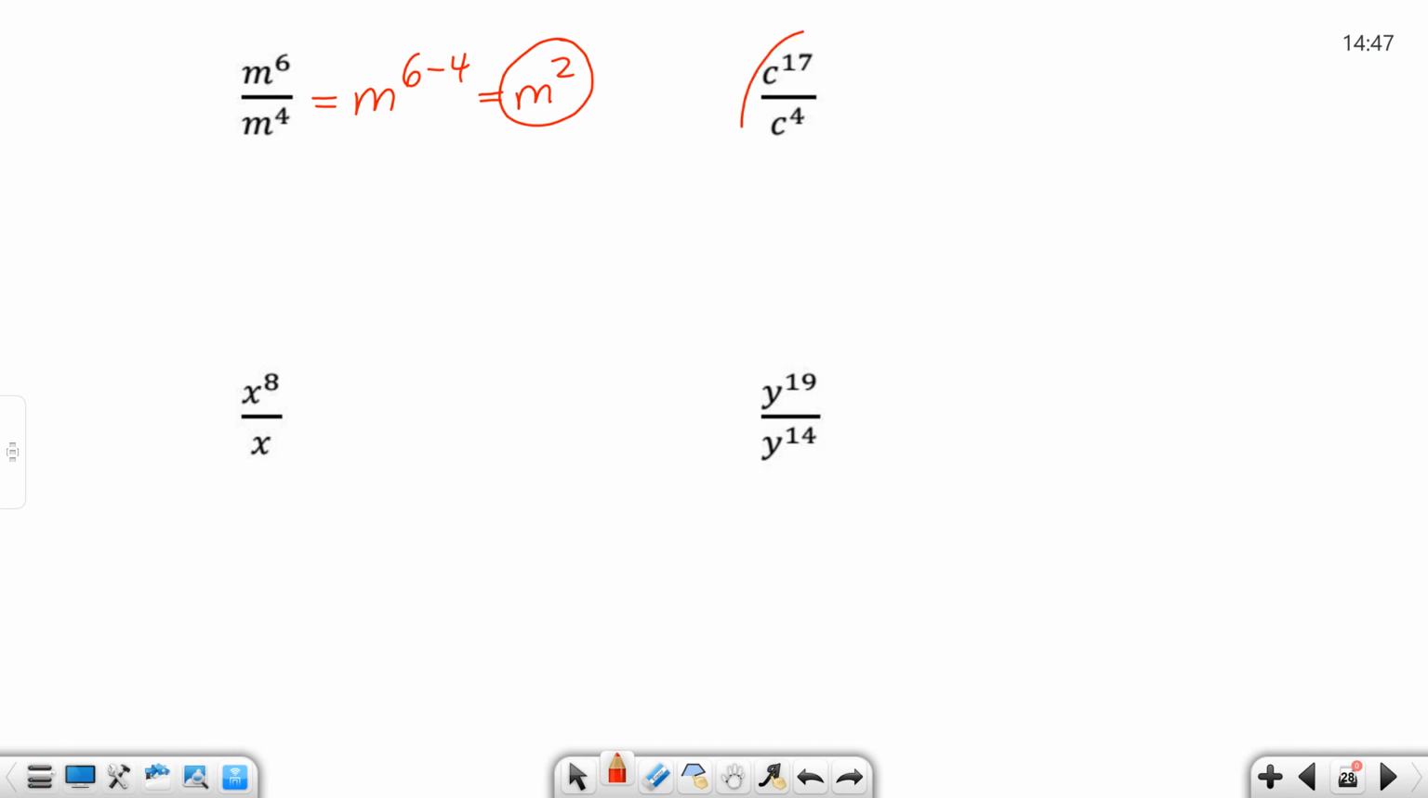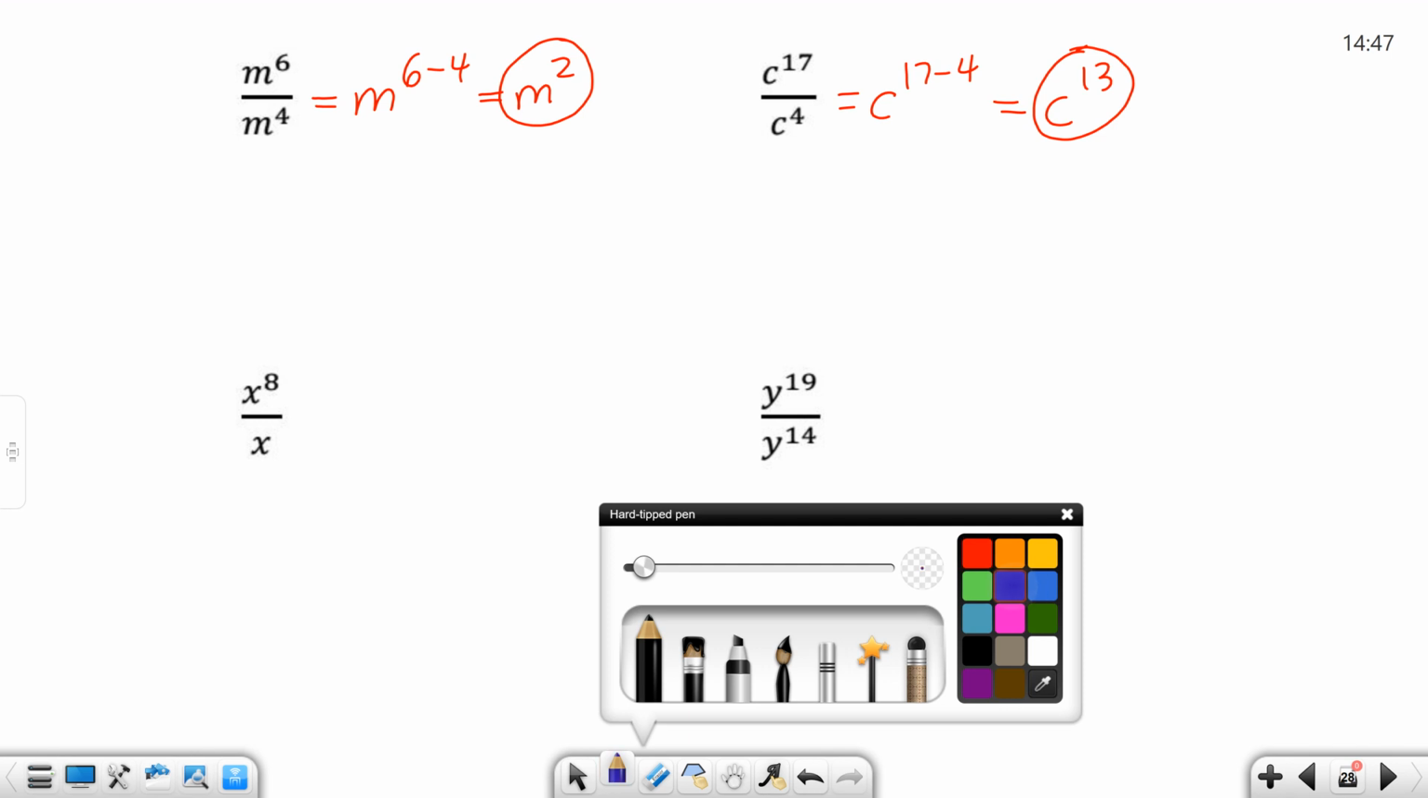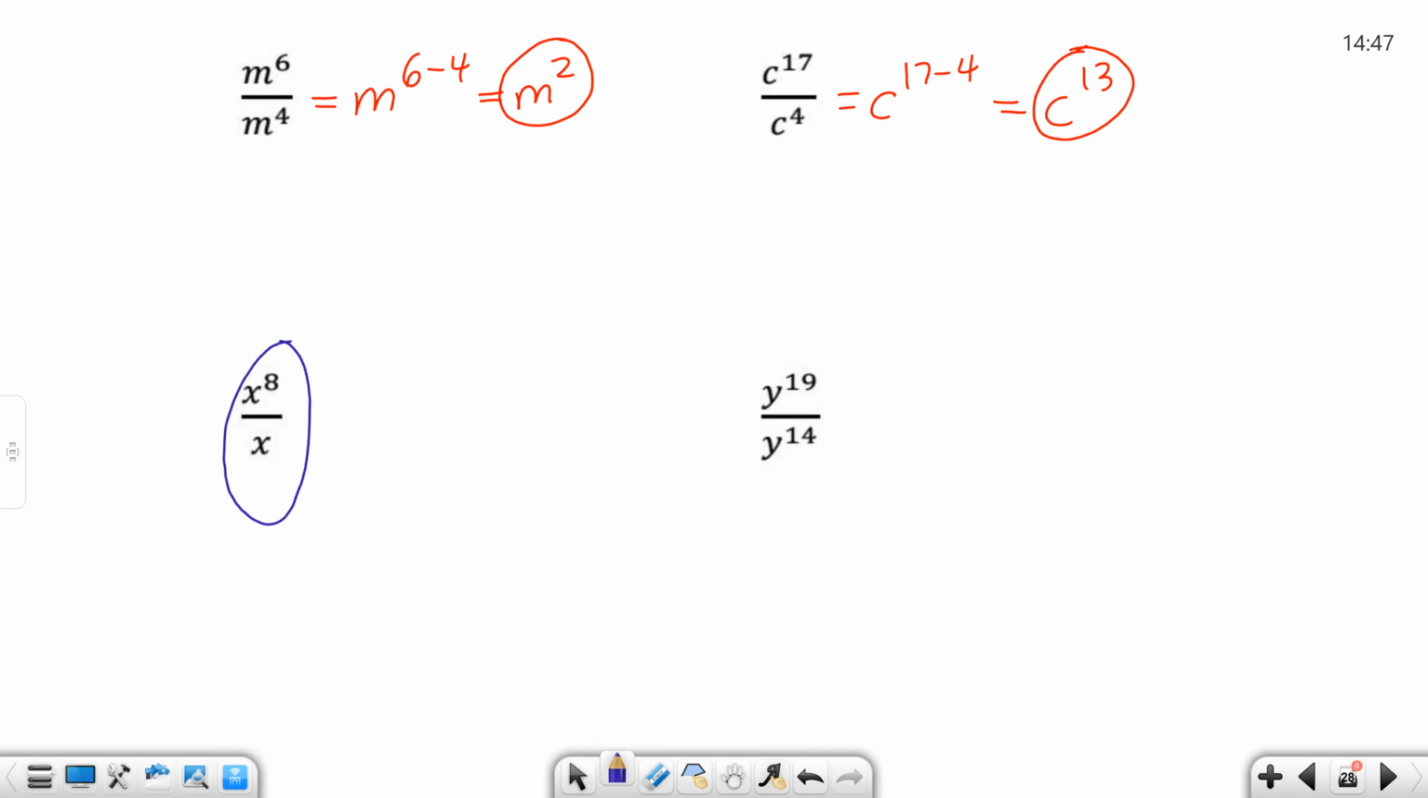And then over here, this one's c to the 17th over c to the 4th. How many c's are left over and where? Well, 17 is bigger than 4, so c to the 17 minus 4. No fraction left anymore. What is 17 minus 4? 13, so that's c to the 13th power. All right. And then what about x to the 8 over x? Where's the biggest power? Well, 8's bigger than, this is understood to be 1, isn't it? We don't write the 1, but you got to know it's a 1. So this is x to the 8 minus 1, which is x to the 7th power.